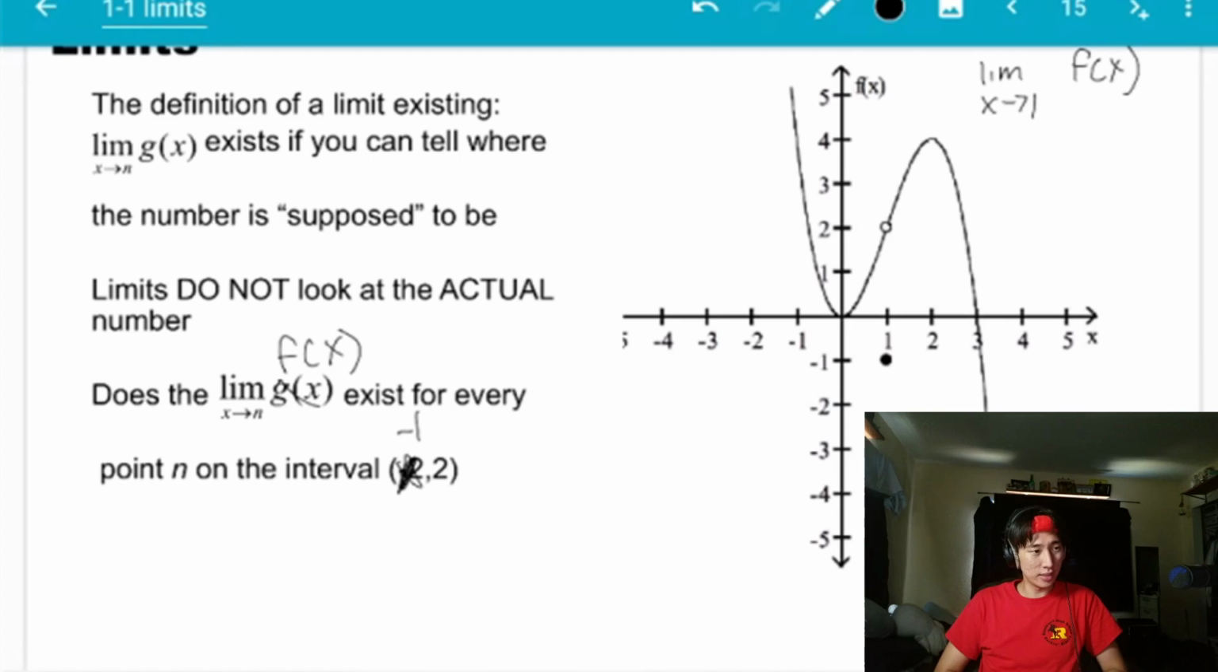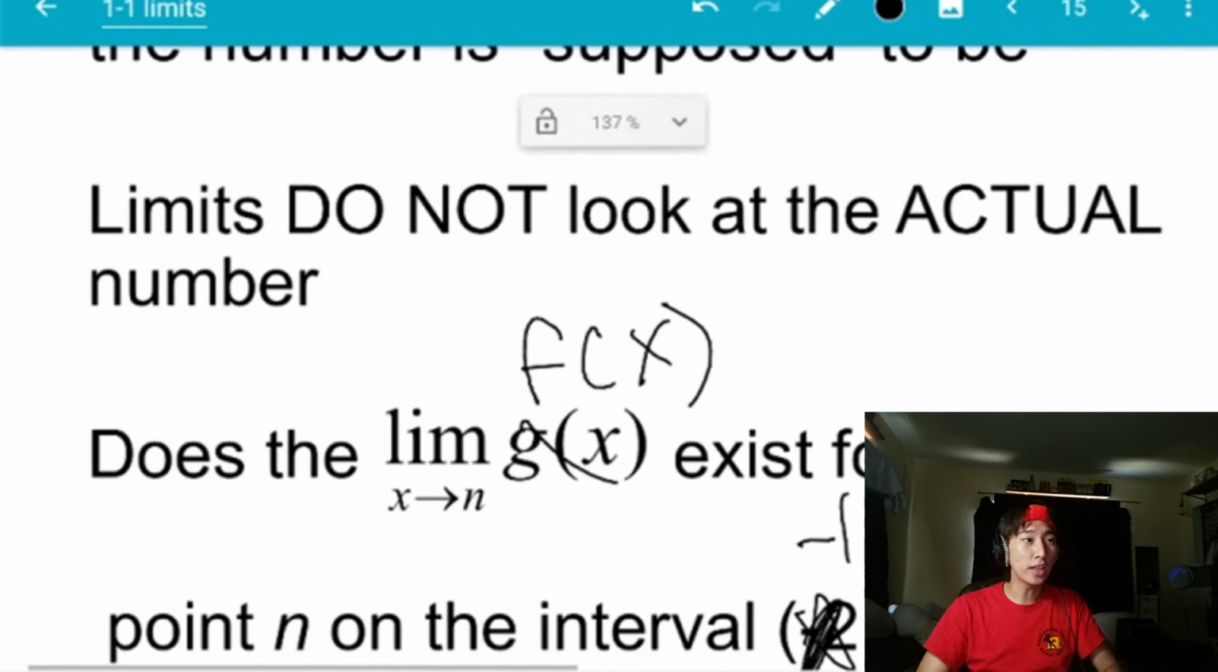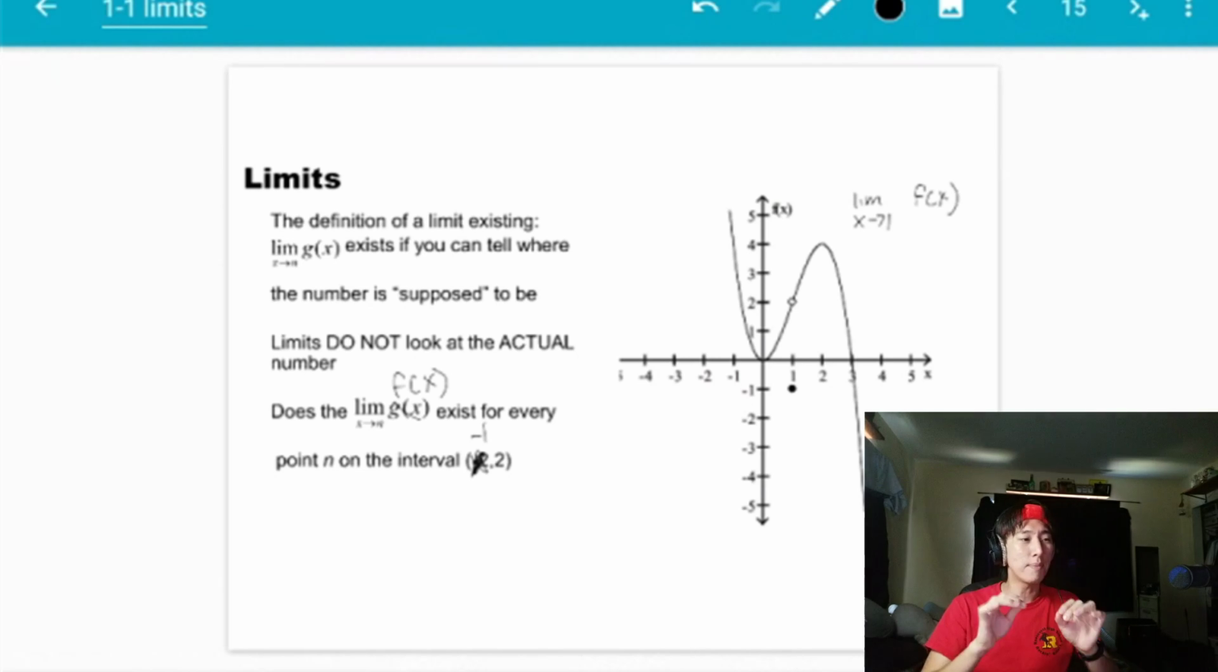Okay, now here's the thing. A lot of you are saying, "Wait, I didn't see the dot," and that's because you were probably looking at Chewan's instead of the one that I put. But it actually doesn't change the answer, because there's something I put on here that I did mention once: limits do not look at the actual number. I'm never actually looking at f of 1. I'm saying I'm getting really, really close, but I'm not looking at f of 1.